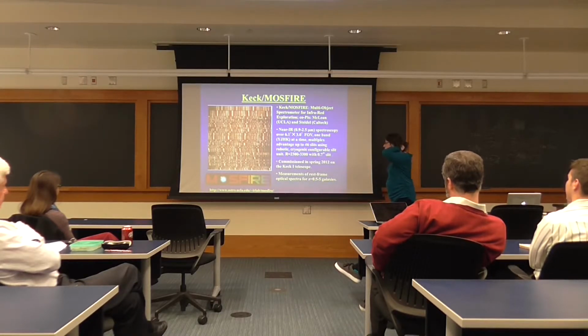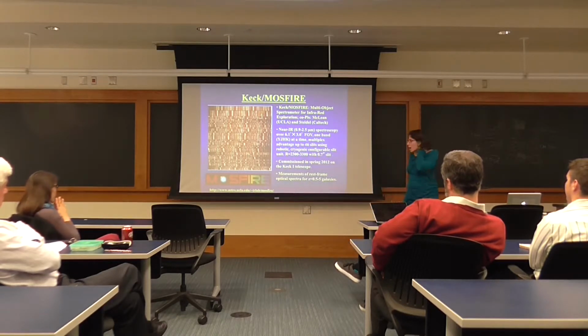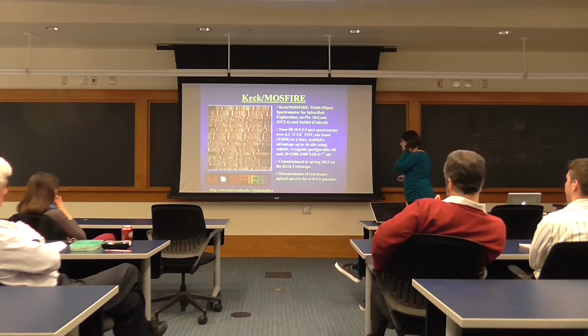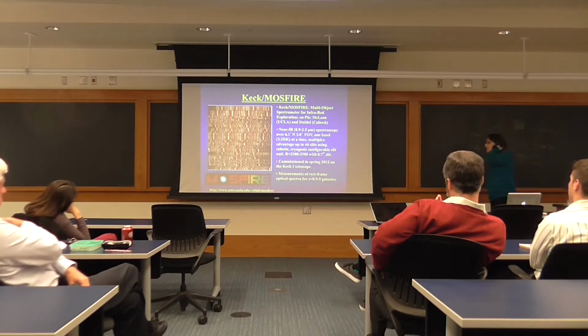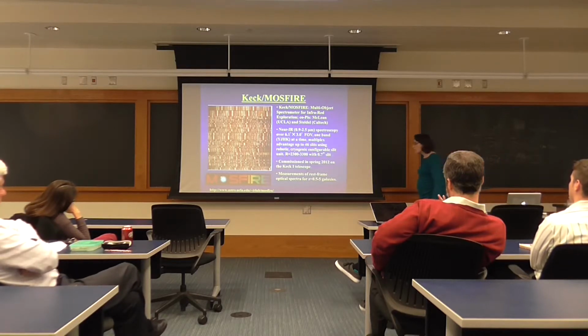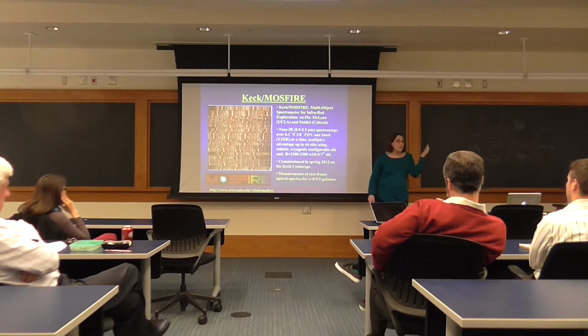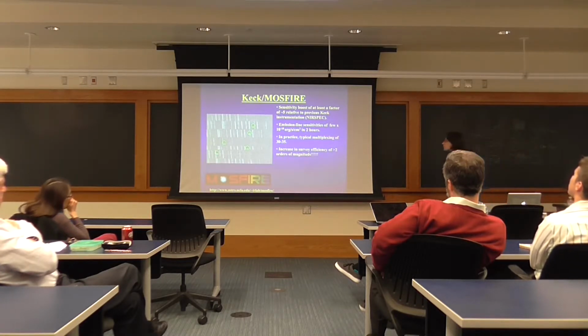Let's see. So the resolution with MOSFIRE is around 2,300 to 3,300 using this 0.7 arc-second slit, which is sort of the right size for these high redshift galaxies. MOSFIRE was commissioned in the spring of 2012 on the Keck 1 telescope. And it is already enabling measurements of rest frame optical spectra for galaxies at z of 0.5 up to 5. It's also being used to study things like Lyman alpha at redshift 10.